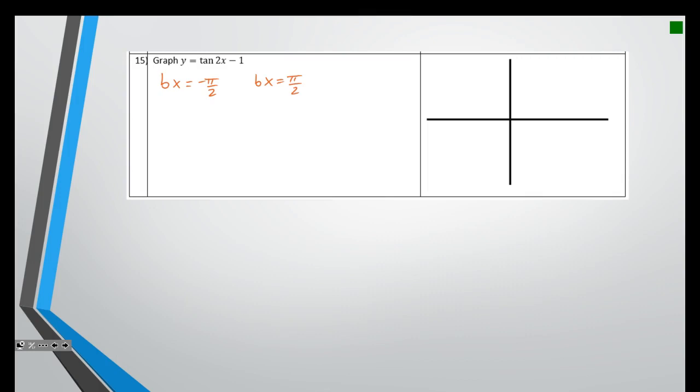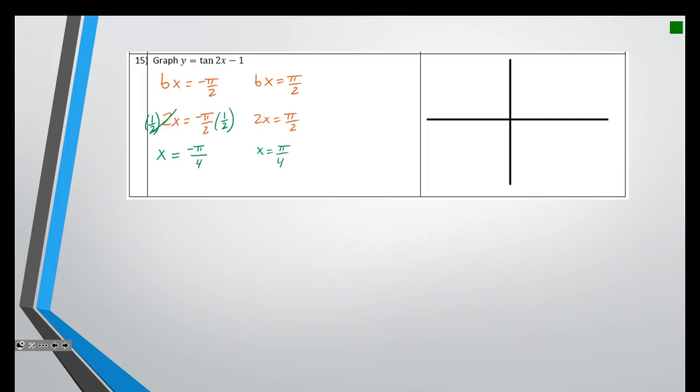Now my bx is actually 2, so I'm going to rewrite this. 2x equals negative pi over 2 and 2x equals positive pi over 2. To solve this, I want to multiply by the reciprocal of 2 on both sides, which is 1/2. This cancels, so I have x equals, and then if I multiply straight across, I would have negative pi over 4. So that means that this one would be positive pi over 4.